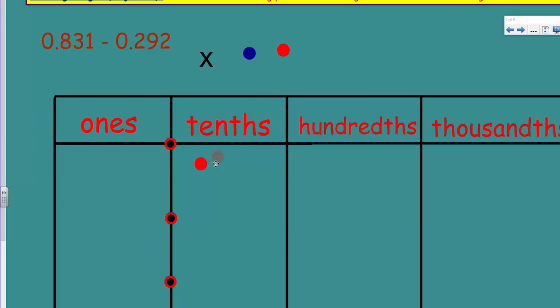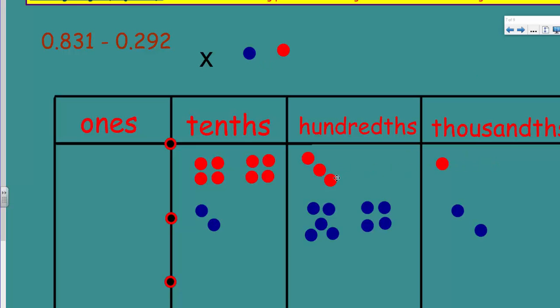So I'm going to go ahead and put my 2. Maybe I'll just do 4 and 4. Now I'm going to do my hundredths and my thousandths. Okay, now blue is going to represent the number that I'm subtracting. I'm subtracting 292 thousandths from 831 thousandths.